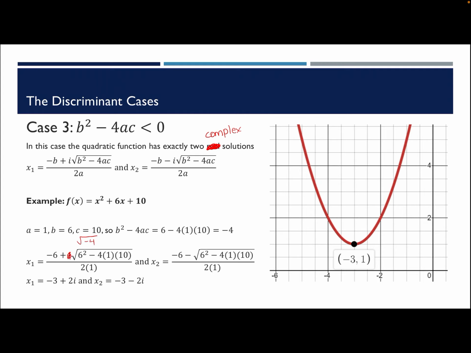So what we have here is the square root of negative 4. Actually, we don't need the i yet. So the square root of negative 4 is going to be 2i. And we'll talk more about that when we do complex numbers. But right now, that's just going to be 2i.